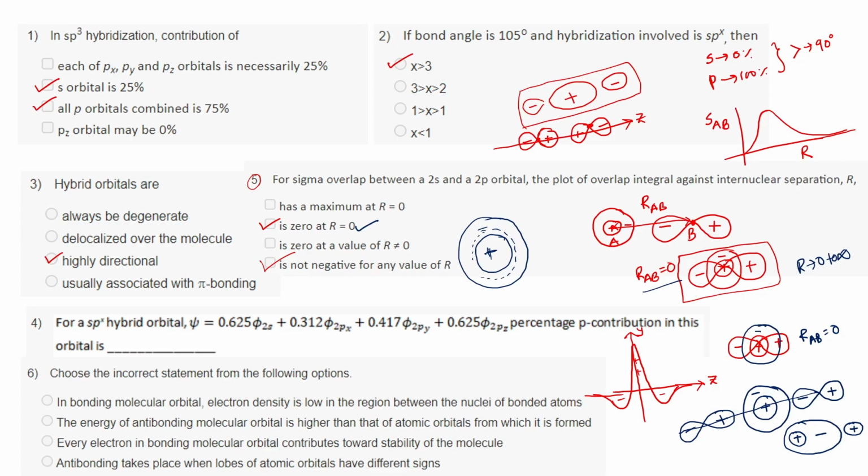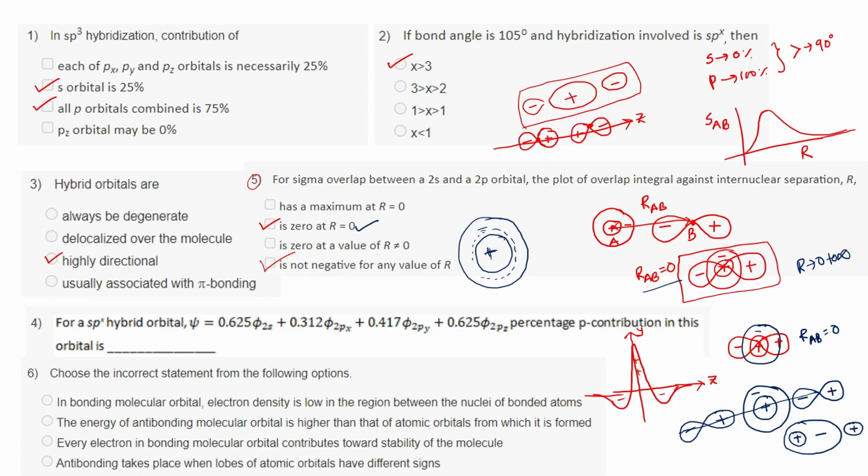Okay, I hope we can go to question number 6 maybe. Choose the incorrect statement from the following options. Choose incorrect statement, not the correct. So most of them are going to be correct. In bonding molecular orbital, the electron density is low in the region between the nuclei of bonded atoms. What do you think?